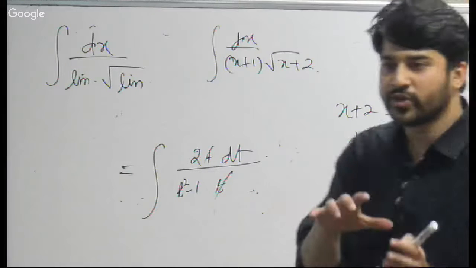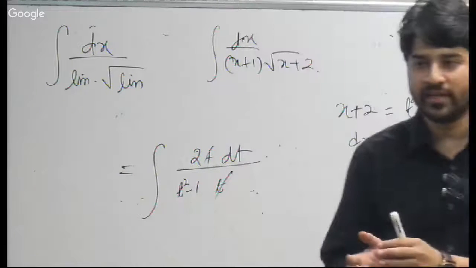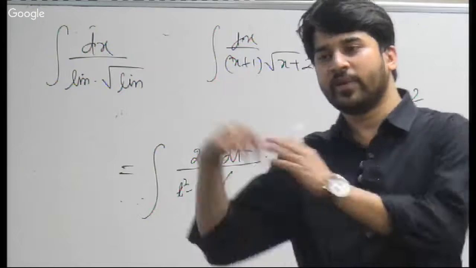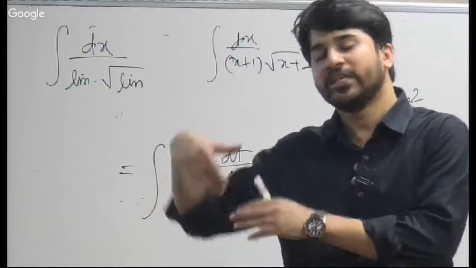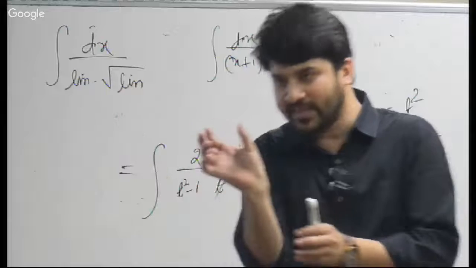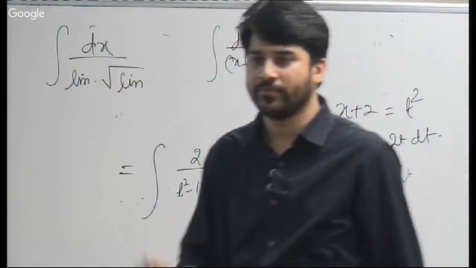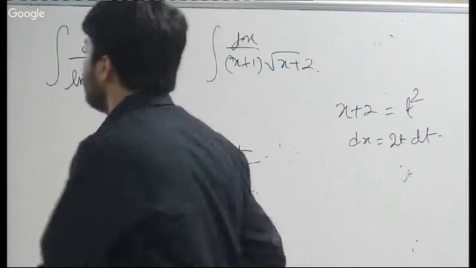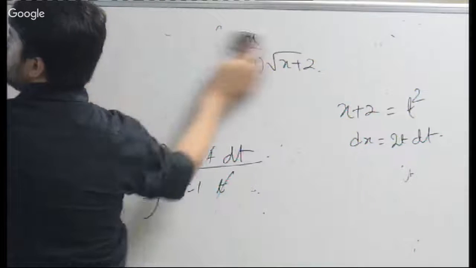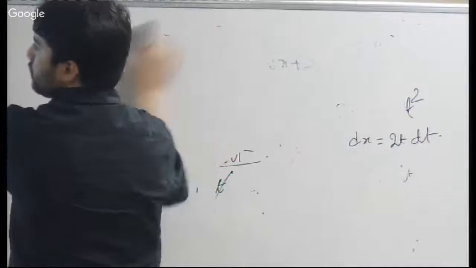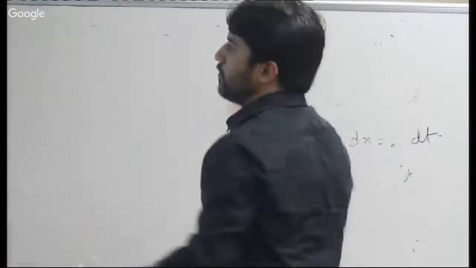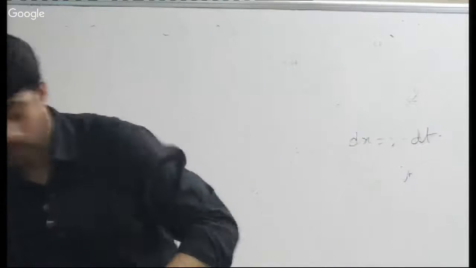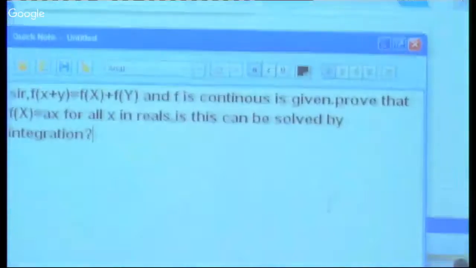Clear? So whenever you see linear upon under root linear, I'm going to replace under root linear by t square. Under root linear by t means inside, the linear should be equal to t square. We don't have much time. We'll be handling it better.